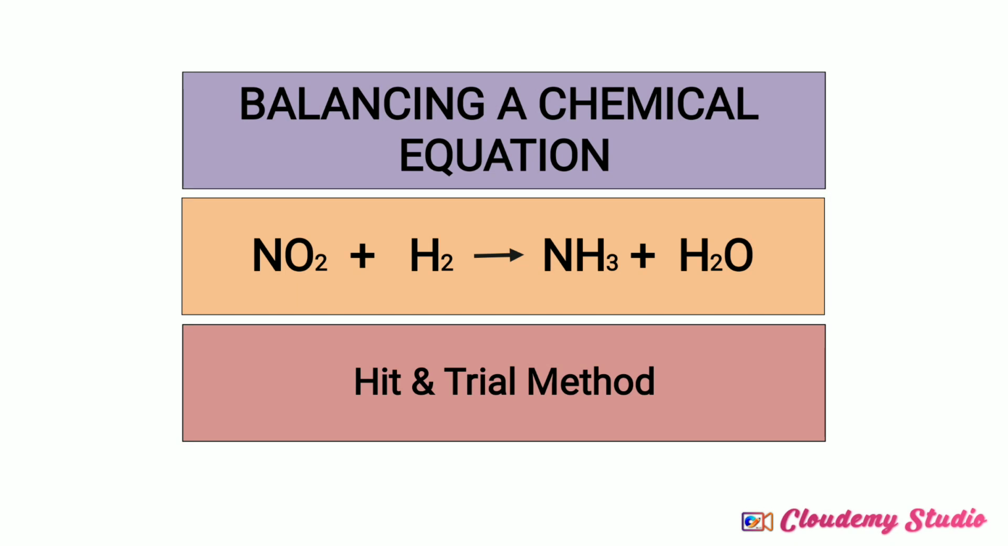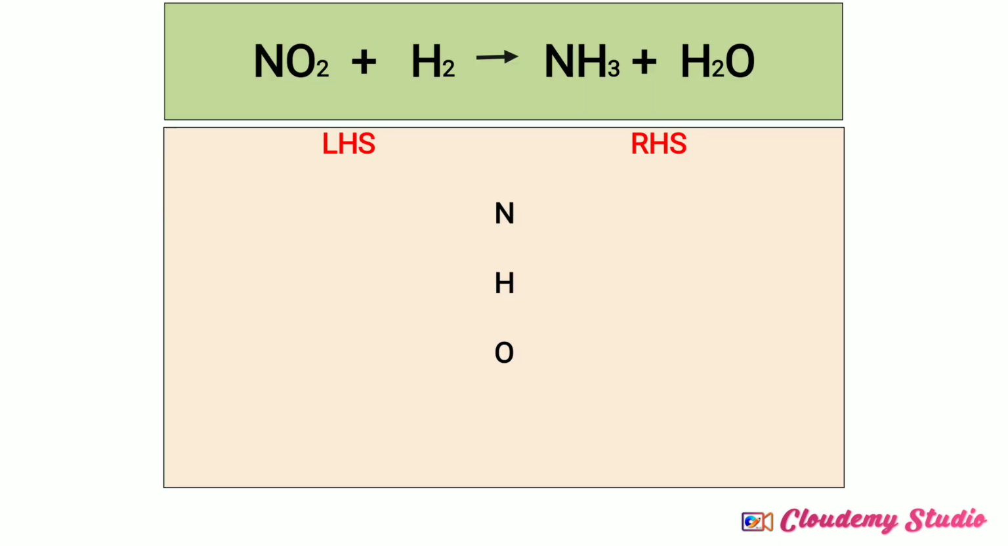Hello friends, let's balance the chemical equation for the reaction between nitrogen dioxide and hydrogen to form ammonia and water by hit and trial method. First, we need to list out the atoms on the left hand side as well as the right hand side.